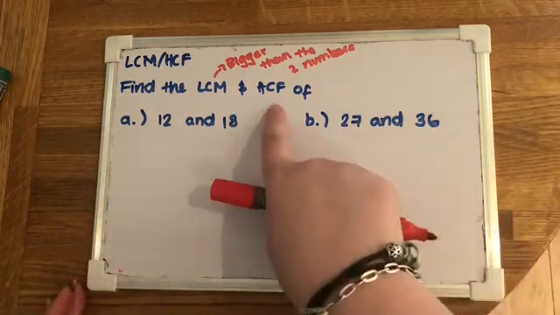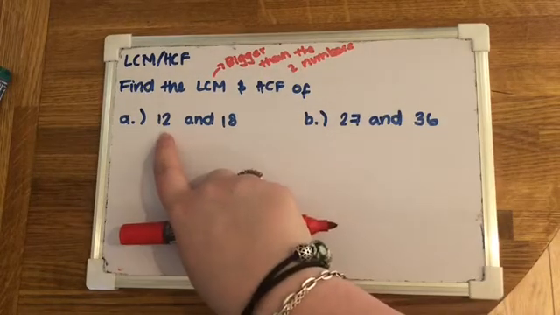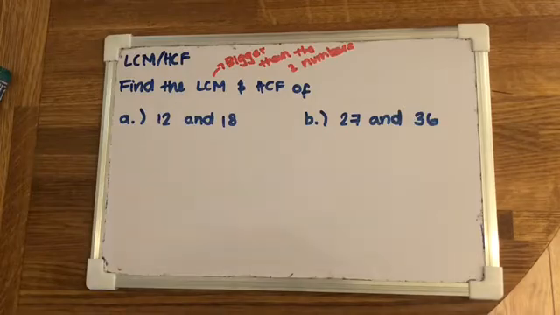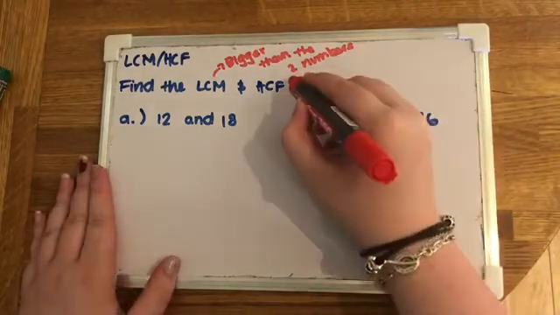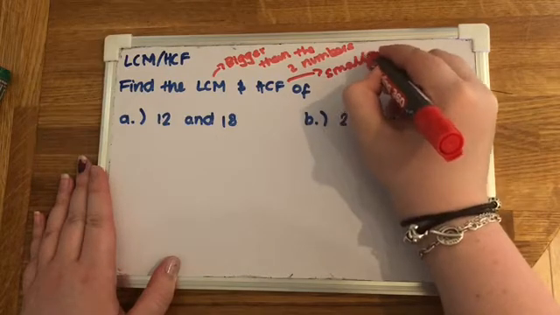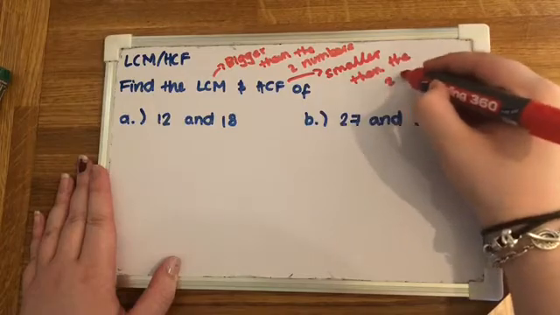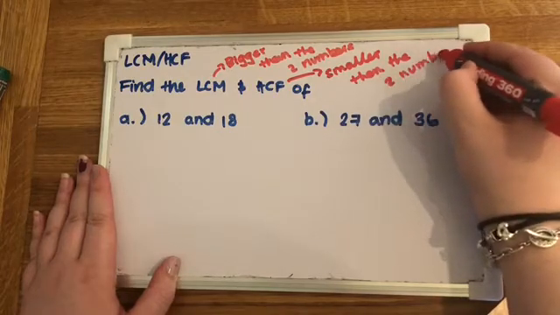Okay, the highest common factor is the largest number that goes into them. Okay, so remember, factor means a number that can go into it. So for example, a factor of 12 would be 2, because 12 divided by 2 gives you 6. Okay, so this one is always going to be smaller than the two numbers. Okay, because lots of people mix these up.